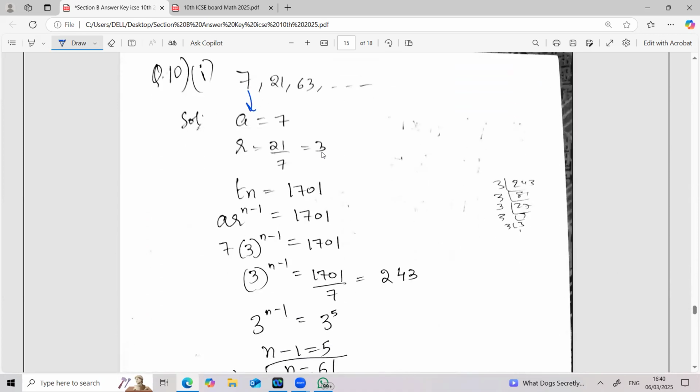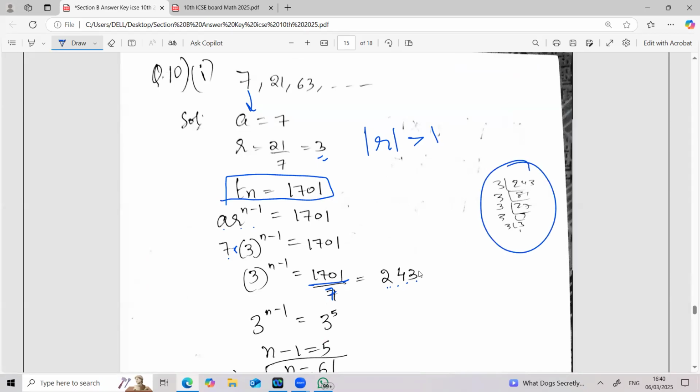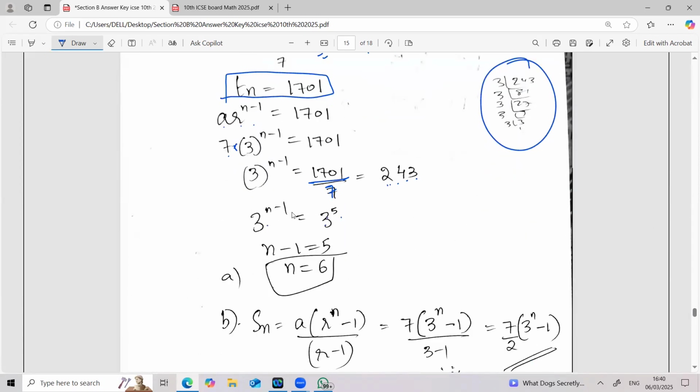First term 7, common ratio 3. So modulus of r is greater than 1. So anyway, nth term, last term has been given. So we use the formula ar power n minus 1. Substitute, send 7 that side. When you simplify, you will get 243. Express 243 as 3 power something. So when bases are same, equate the powers, answer is 6.